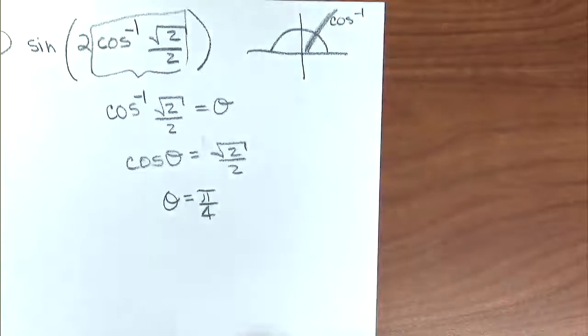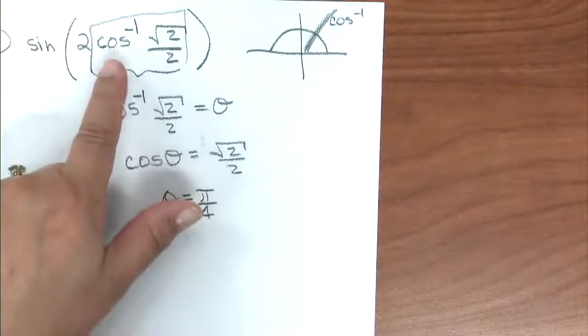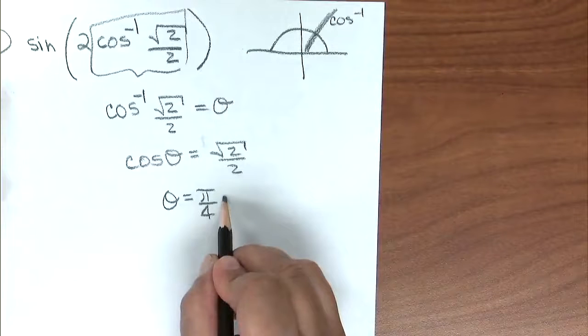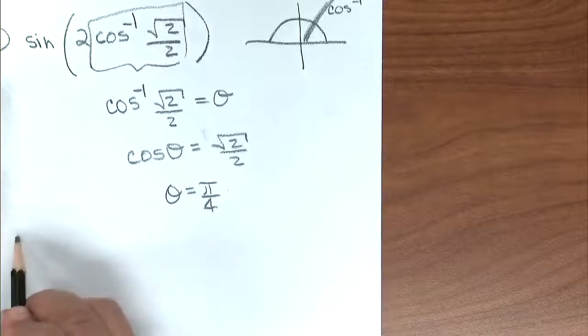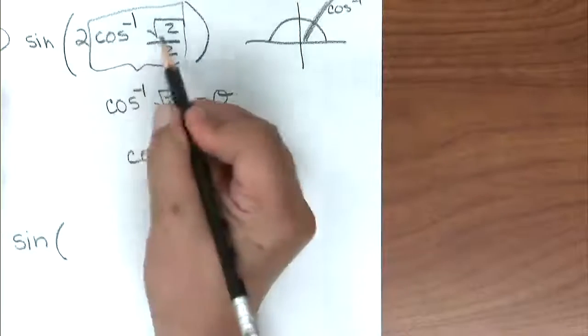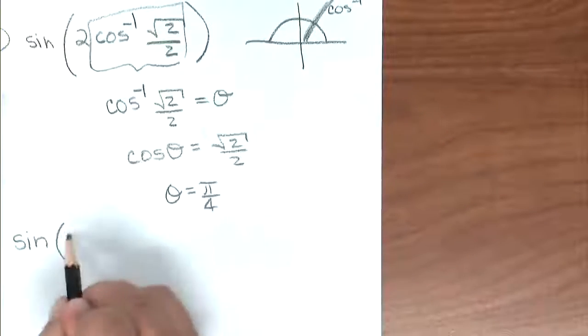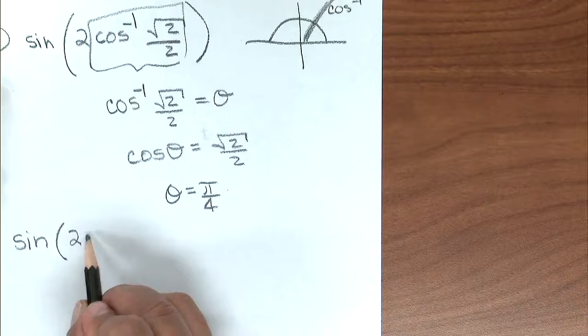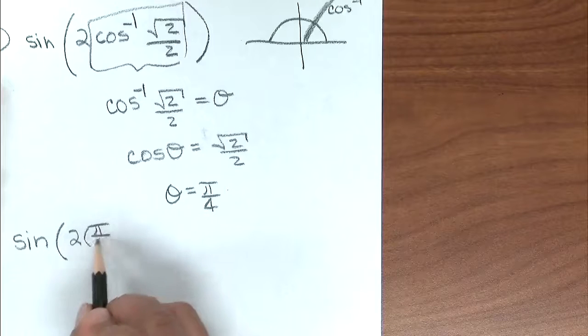All right. So now, ready? I'm going to come back in here. Get back up in here. All right, here we go. Back to the original problem. So sine of 2 times the theta that this is equal to. 2 times the theta that this is equal to. My mind's gone blank.